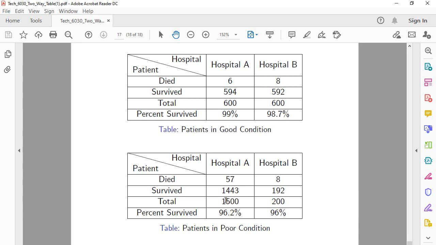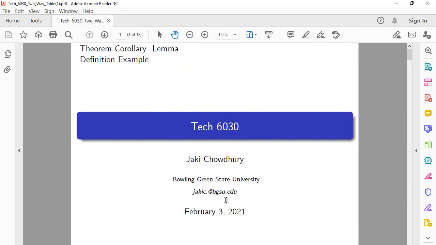All right, so that's it. That is all I want to say on this last section of chapter 2.